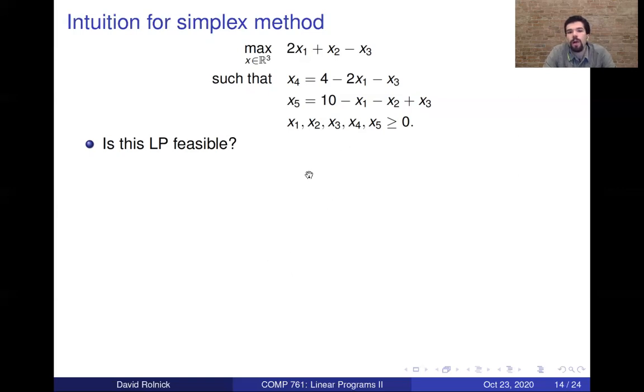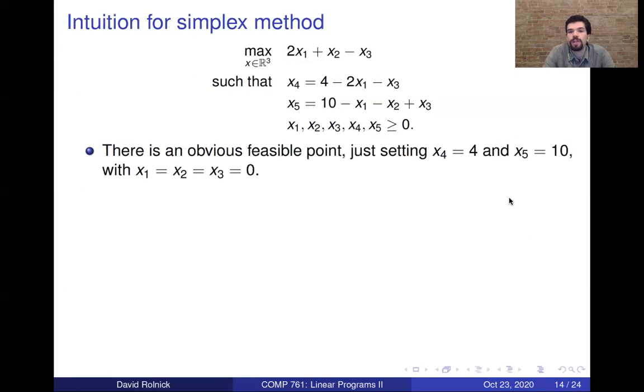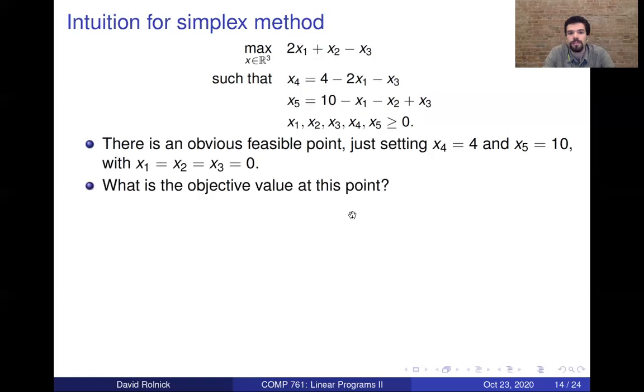Yeah, so there are several options, but one obvious feasible point is just literally setting this equal to 4, setting this equal to 10, and setting all the others equal to 0. Because clearly this one's satisfied, and these two are also going to be satisfied. OK. What's the objective value at this point? This particular point. It's just 0. All of these things are 0.